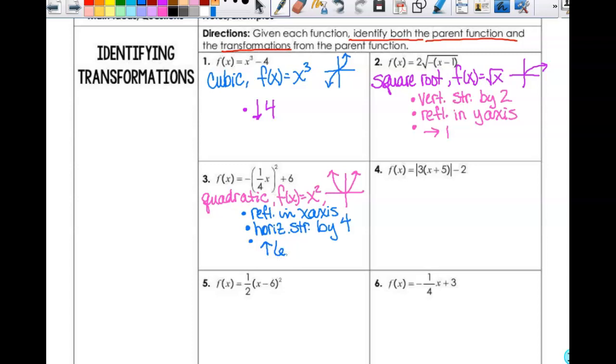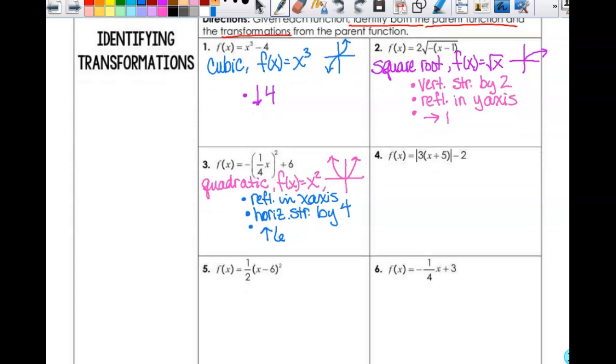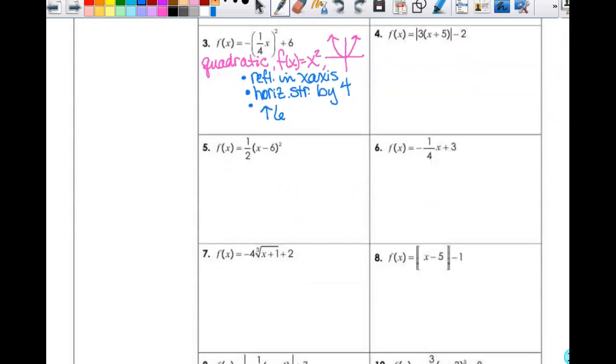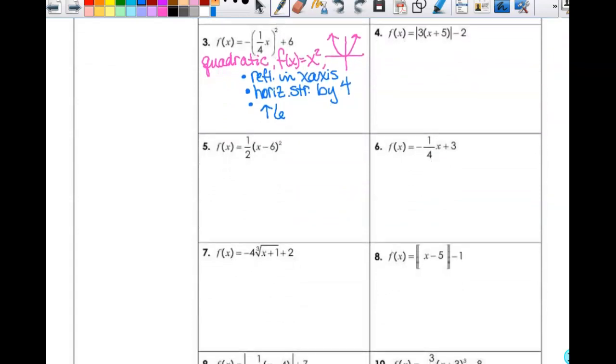Okay. Any questions at this point? Good. All right, what's number 4 called? Absolute value.